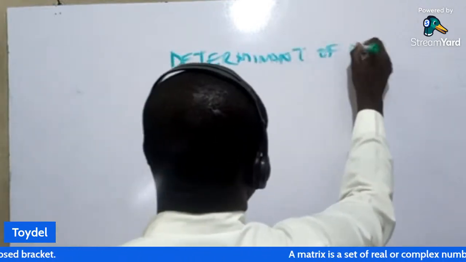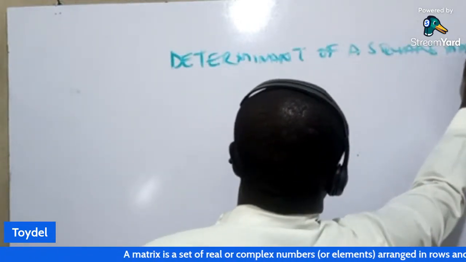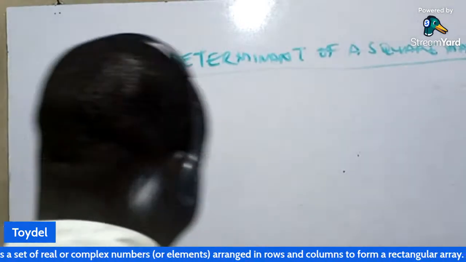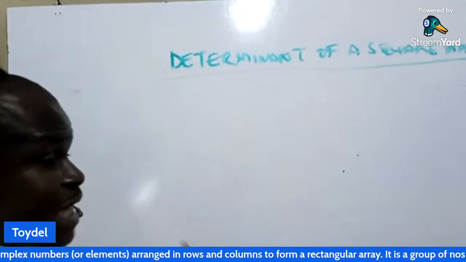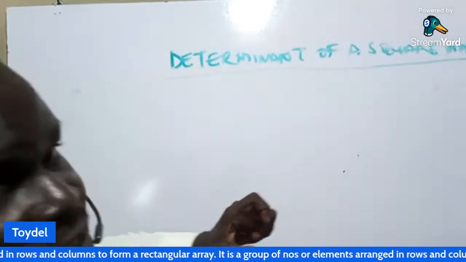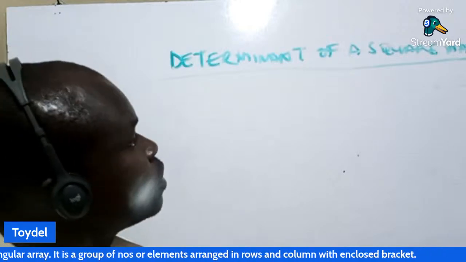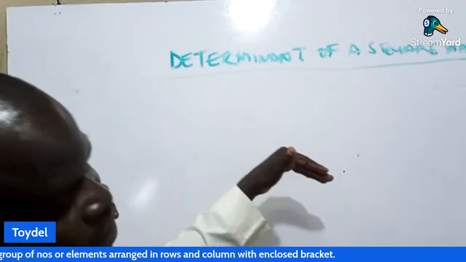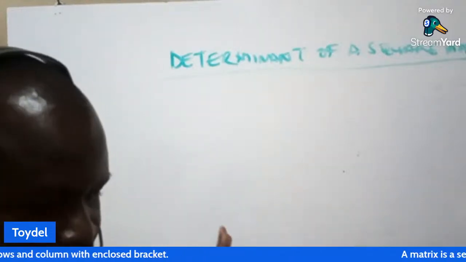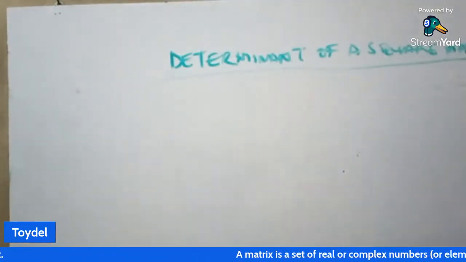Determinants of a square matrix. When I introduced special matrices, you realize that I only talked about square matrices, that is, when the number of rows is equal to the number of columns. That's the example of a square matrix. Every example that I gave under special matrices is an example of a square matrix. So I want to talk about the determinant of a square matrix.